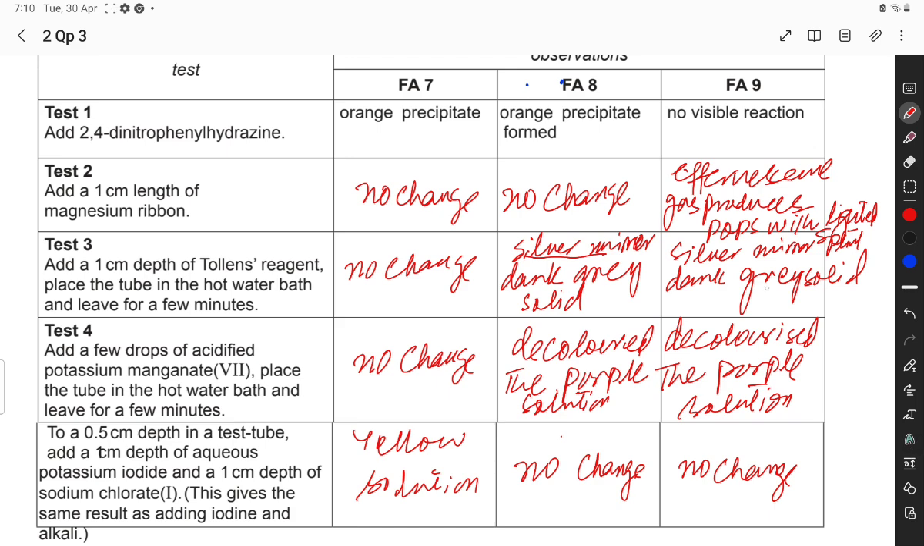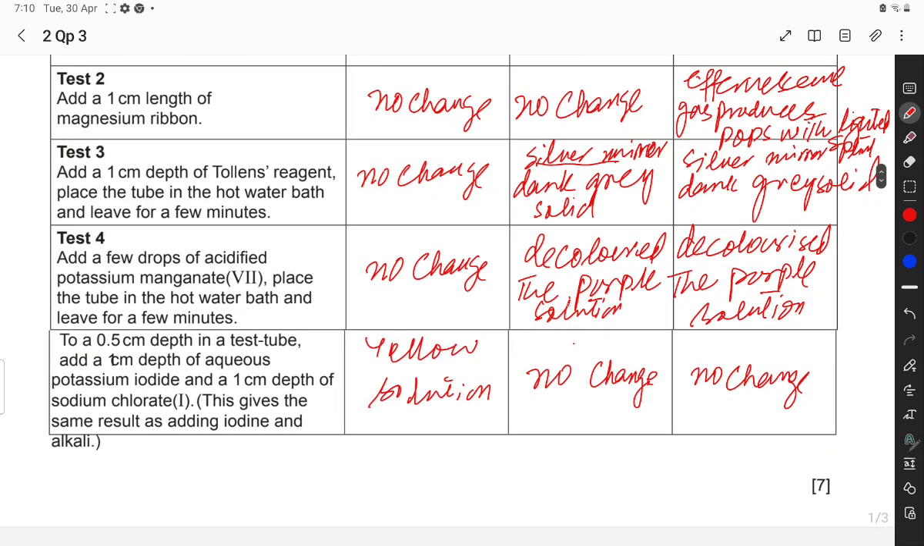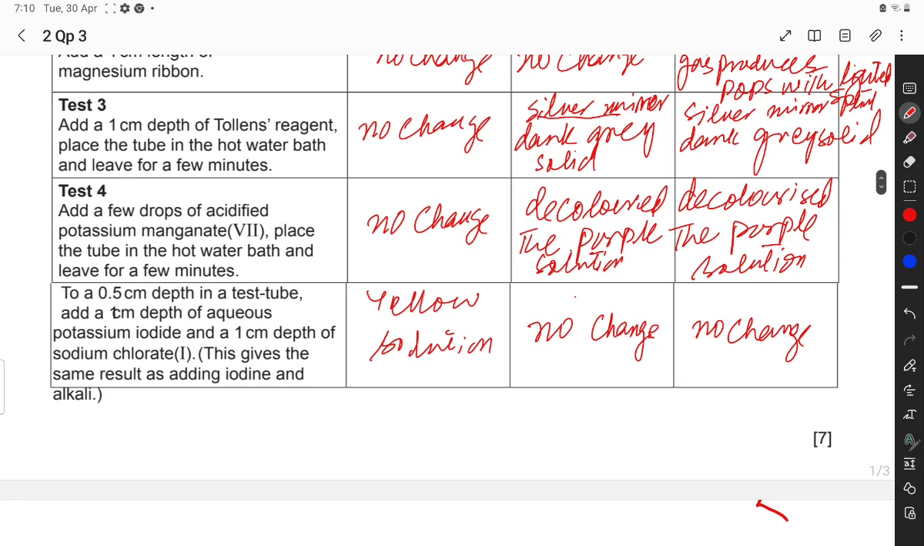Silver mirror test may also appear in the case of carboxylic acid. Potassium manganate is decolorized again in the case of carboxylic acid. Then to a 0.5 cm depth in a test tube, add a 1 cm depth of aqueous potassium iodide and a 1 cm depth of sodium chloride. This gives the same result as adding iodine and alkali.